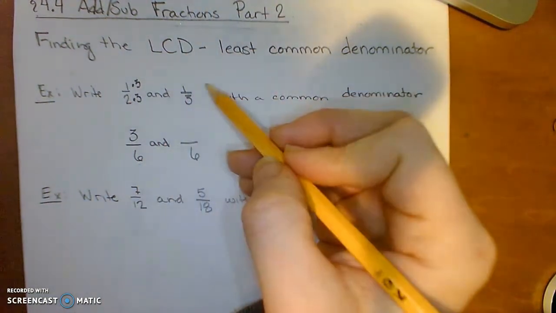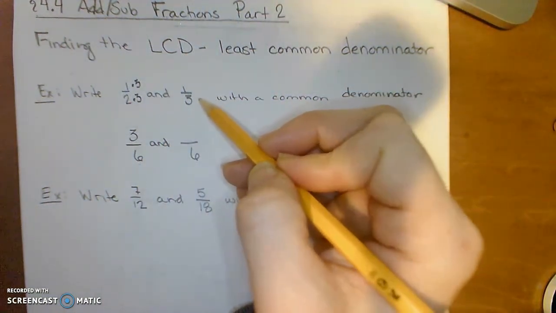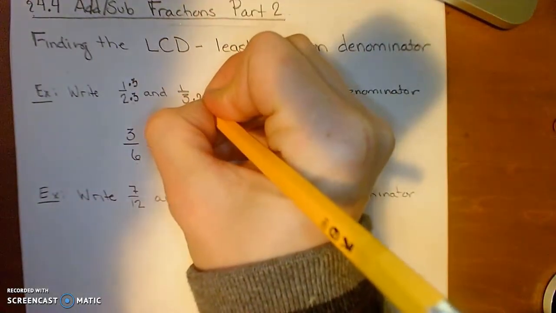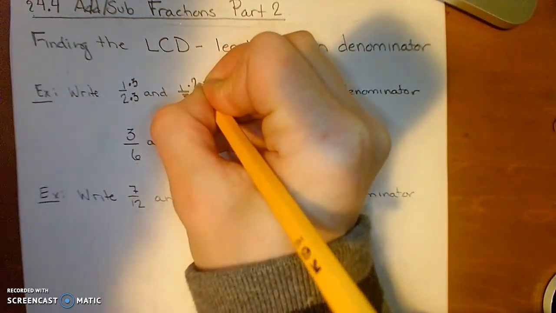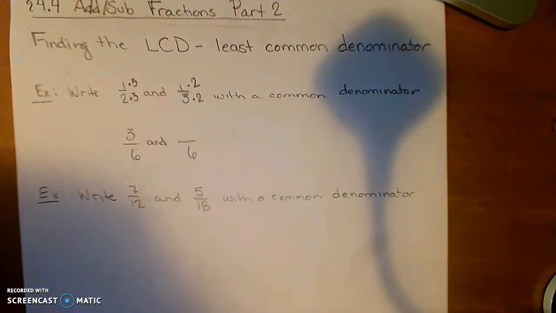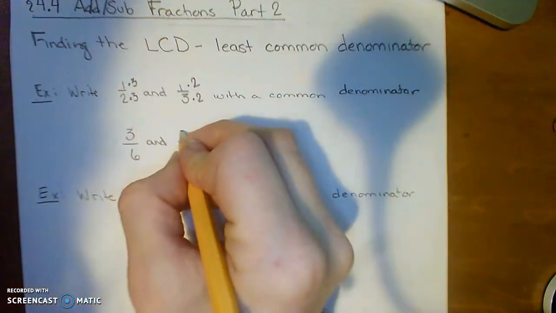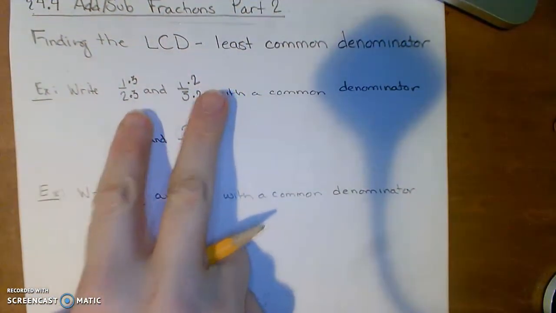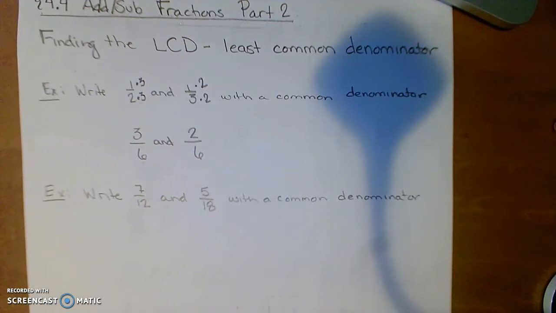Similarly, we'll do that with 1/3 as well. What do you have to multiply 3 by to get 6? Times 2. Whatever you do to the denominator, also do to the numerator. Times 2, times 2. So 1 times 2 is 2, 3 times 2 is 6. And we've converted these two fractions so that they have the same denominator.